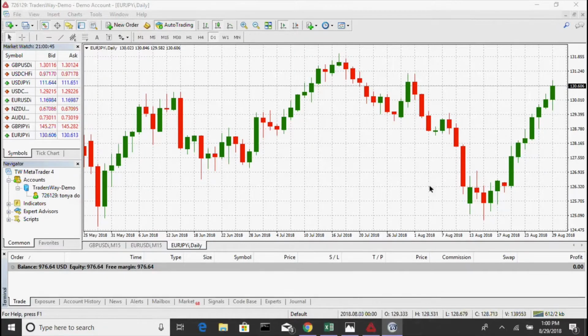This is my Euro JPY chart. Today is August 29th, 2018. It is 1 p.m. and there are no fundamental reports that have come out around this time. I am trading the New York market.